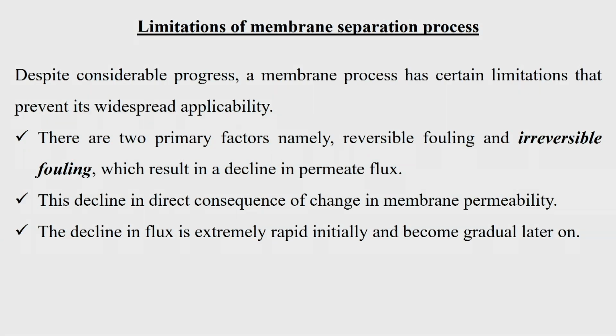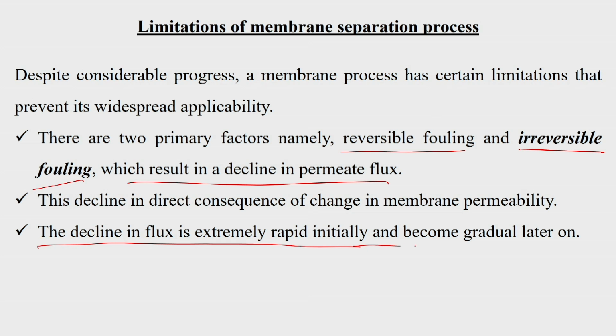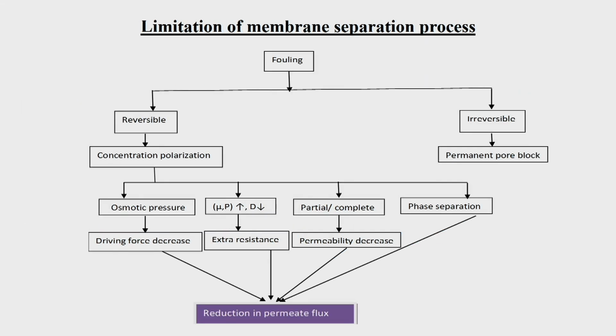However, a membrane process has certain limitations that prevent its widespread applicability. There are two primary factors, reversible fouling and irreversible fouling, which result in the decline in the permeate flux. This decline is a direct consequence of the change in the membrane permeability. With time, membrane permeability goes on decreasing, and the decline in flux is extremely rapid initially and becomes gradual later on. So, these are the consequences of the fouling.